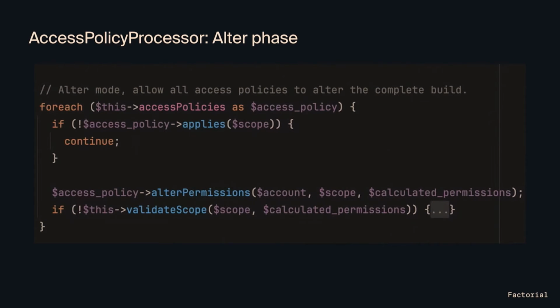Then we have the alter phase, and just like in the build phase, again, we ask the access policies, do you care about this? And if they do, at that point, we pass it that merged object that we just built, and then they can start removing stuff from it or adding stuff to it. There is this validate scope thingy. Again, don't worry about it. You probably won't ever have to, but the gist of it is that if we are asking for permissions for the Drupal scope, and all of a sudden you return permissions for the group scope, you will face an exception, because the system will warn you, saying, hey, you're doing something really strange here. And it's good that we throw that exception.